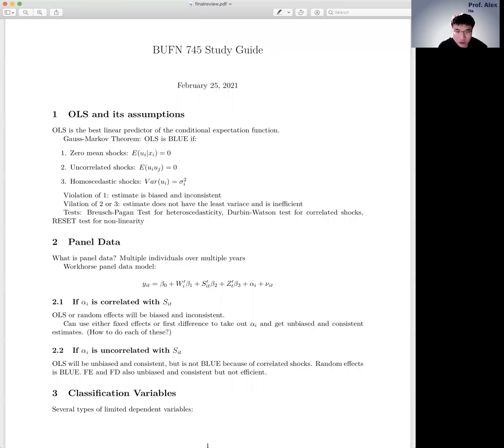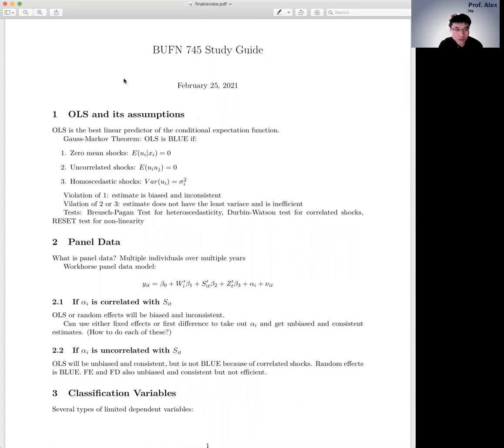Okay, so this is an outline of what we have covered throughout this semester. So we start with the OLS regressions, and we talk about its assumptions for the OLS estimator to be BLUE, which is the best linear unbiased estimator.